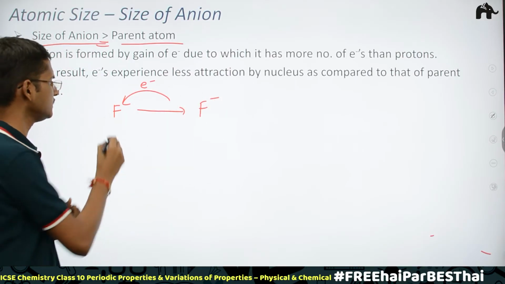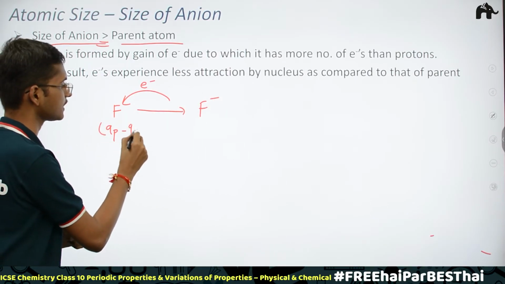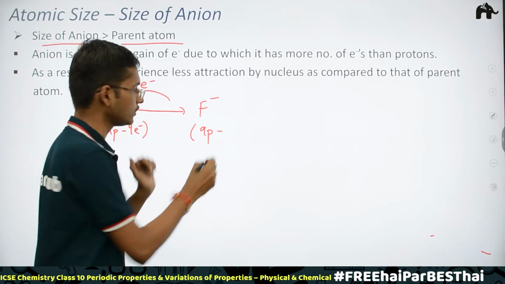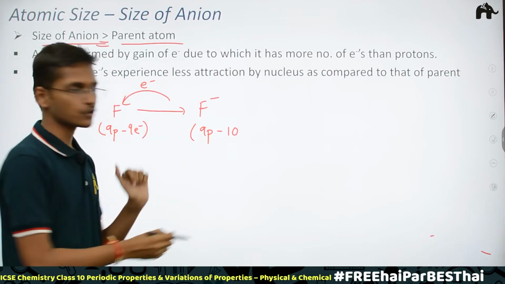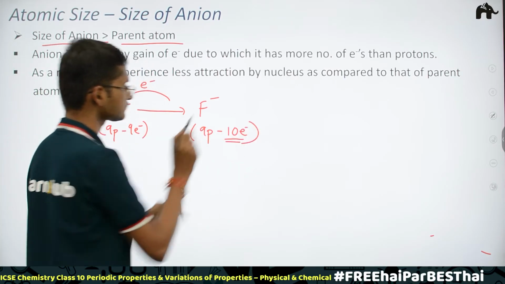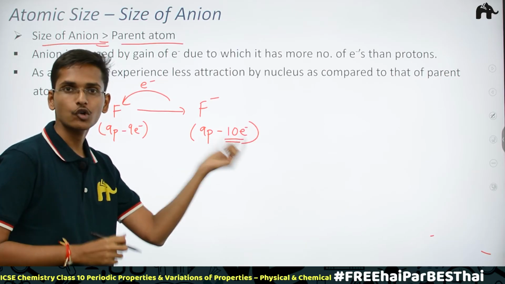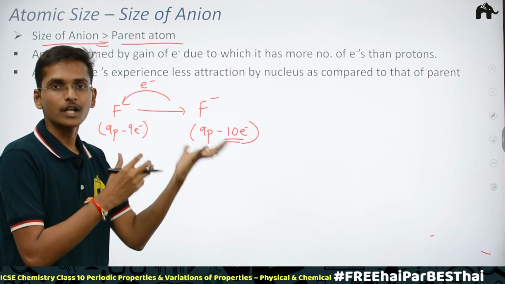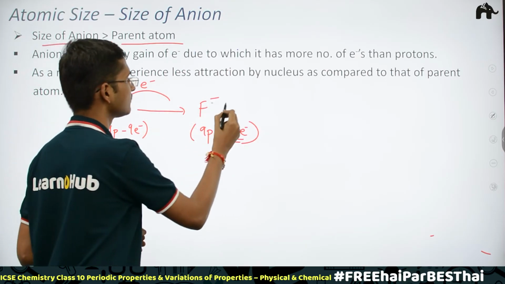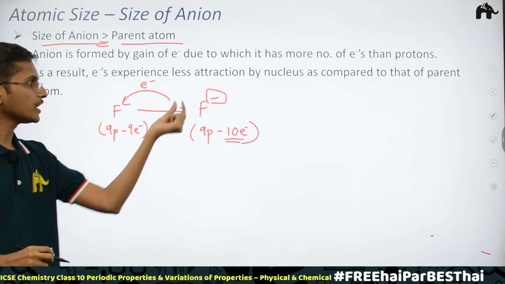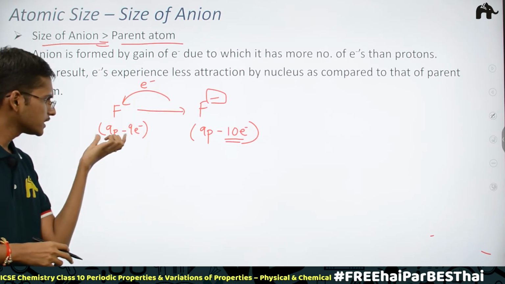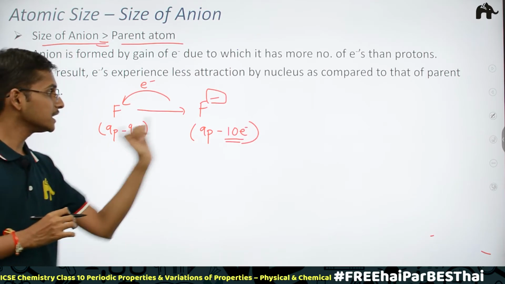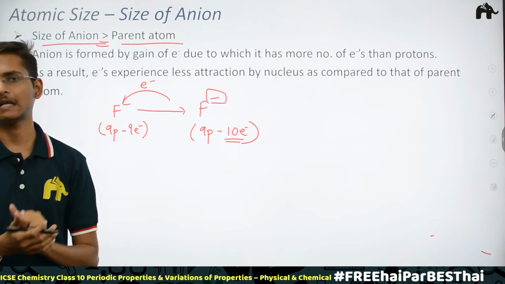Now why F minus? See, here there are 9 protons and 9 electrons, but in this case, since it has accepted one more electron, from 9 the number of electrons becomes 10. Since it has one more extra electron, it has one unit extra negative charge. So this is represented by this minus charge, F minus ion. Now here you can clearly see the 9 protons are pulling 9 electrons in the game of tug of war, right? But here 9 protons are pulling 10 electrons.